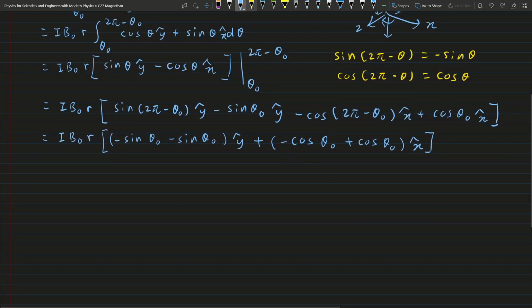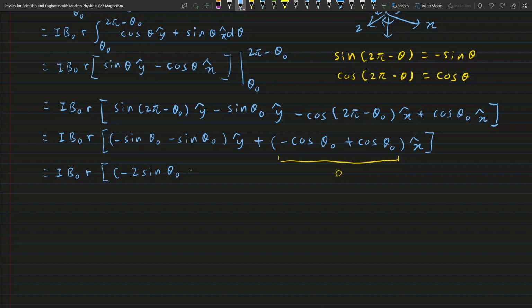Now you can see here, this will just give us 0, right? And this equals I B naught R, and this gives us negative 2 sine theta y. So we can write this as negative 2 I B naught R sine theta naught in the y direction. So this is the answer for this question.